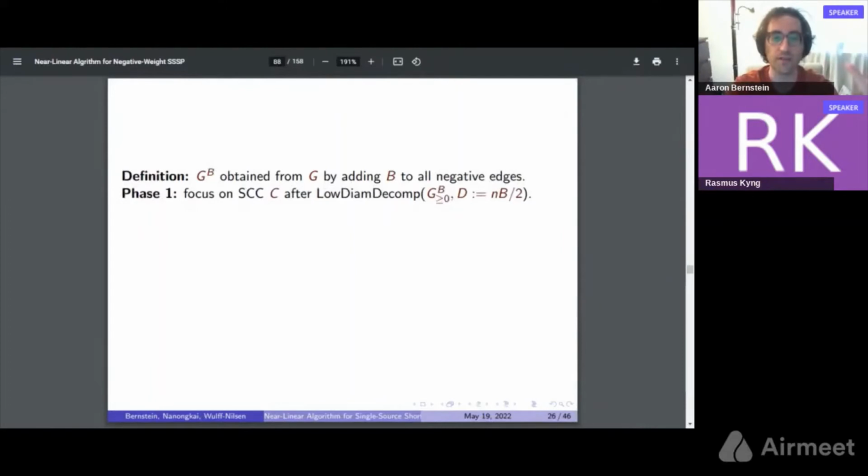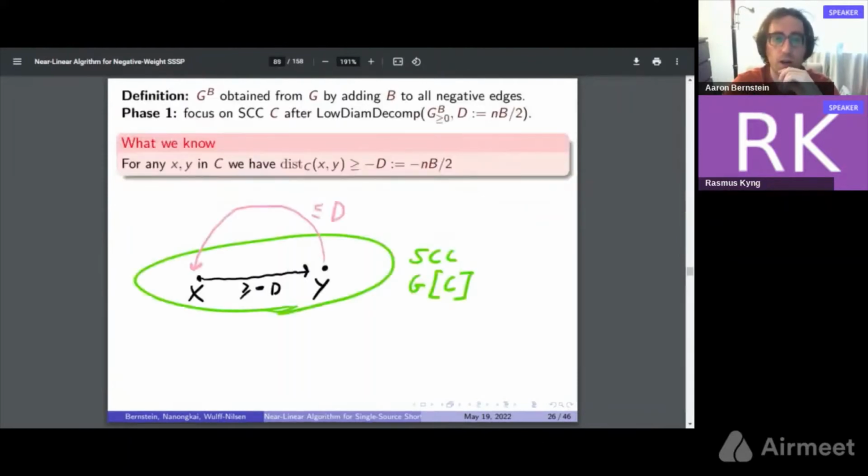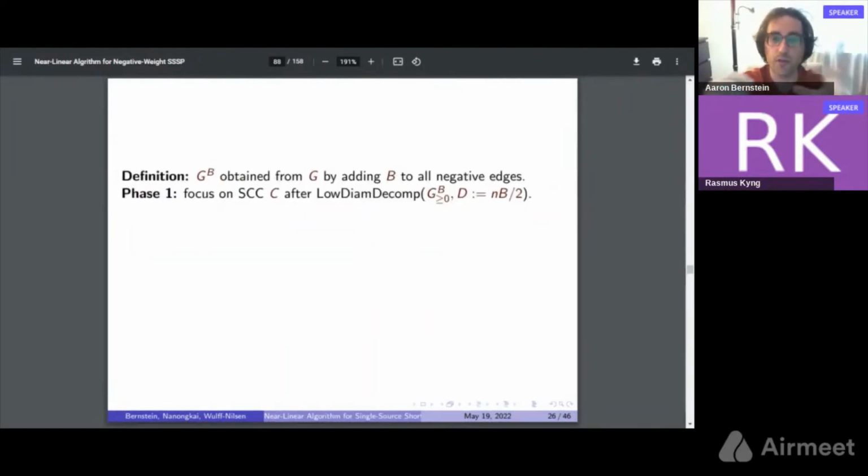Okay, so we have this graph GB, and we're in phase 1. So we ran this low diameter decomposition, and we're going to focus on a single SCC in that decomposition. And we want to compute a price function for that SCC. And remember, the way to do that is we want to compute distances inside the SCC. So we're going to add a dummy source, and now we just want to compute distances from the dummy source to every vertex inside this SCC in the graph GB.